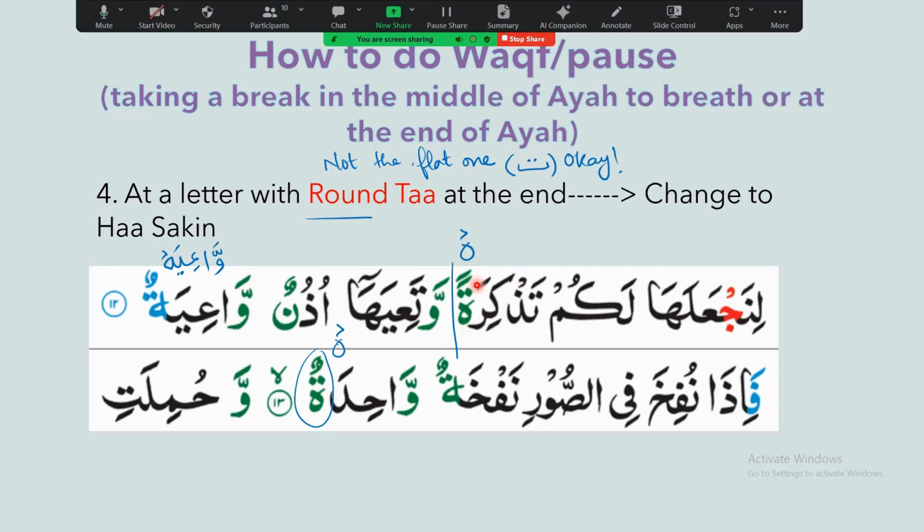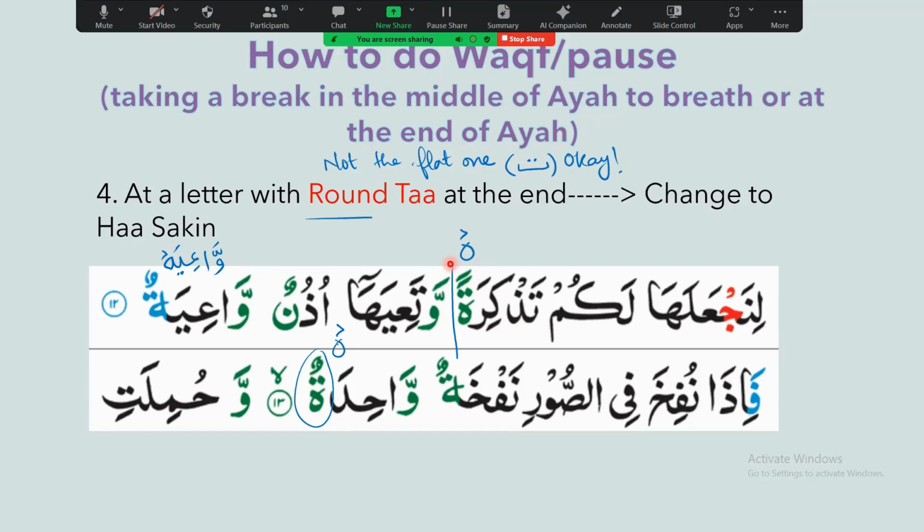So you will not say, okay, there is a fathatain, so we change that into alif sound. For this rule, whenever there comes a round ta, it does not matter if that has a fathatain or a dhammatain on top of that, you just see a round ta, you automatically change that ta to ha sakin if you are taking a break at any such word. Okay, so we say tadhkirah rather than tadhkiratan, we say tadhkirah. Also, when this word comes, we are supposed to articulate this ha sakin at the end properly.